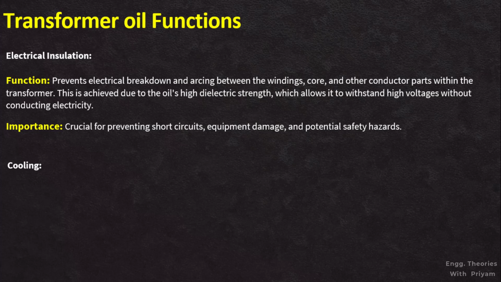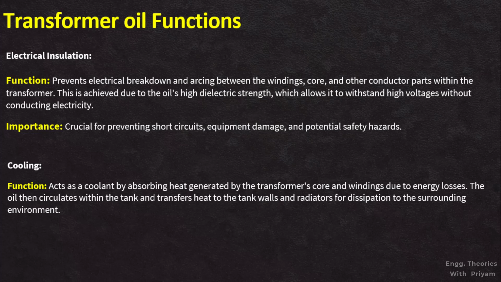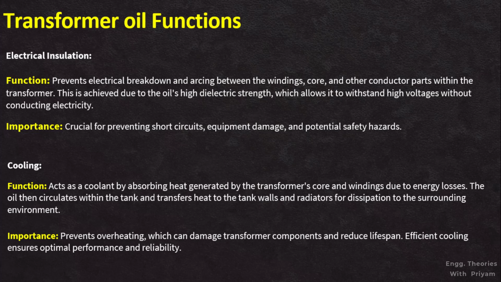Cooling. The oil acts as a coolant by absorbing heat generated by the transformer's core, windings, and due to energy loss. Then the oil circulates within the tank and transfers heat to the tank walls and radiators for dissipation to the surrounding environment. It is important to prevent overheating, which can damage the transformer components and reduce lifespan, and efficient cooling ensures optimal performance and reliability.